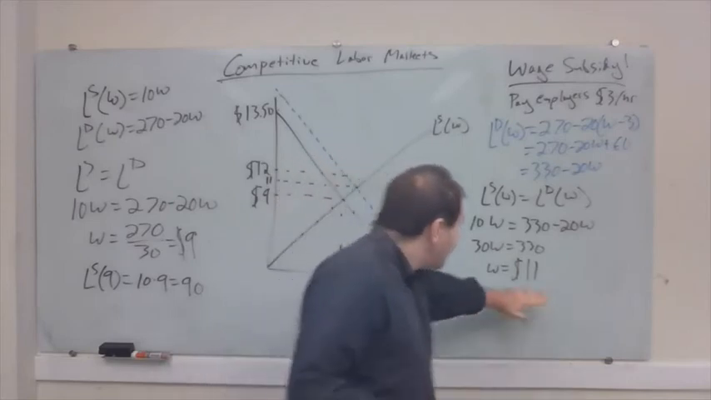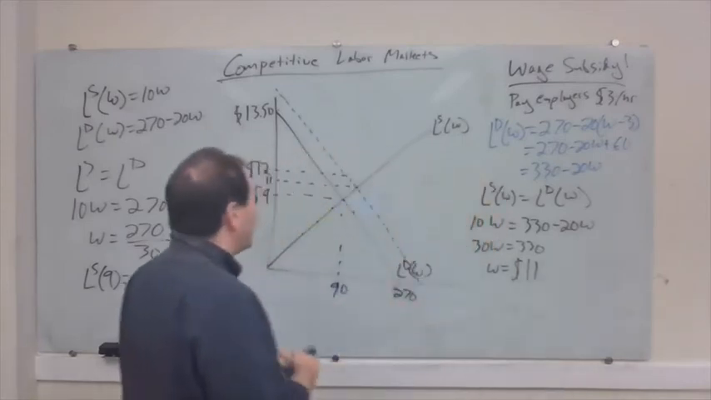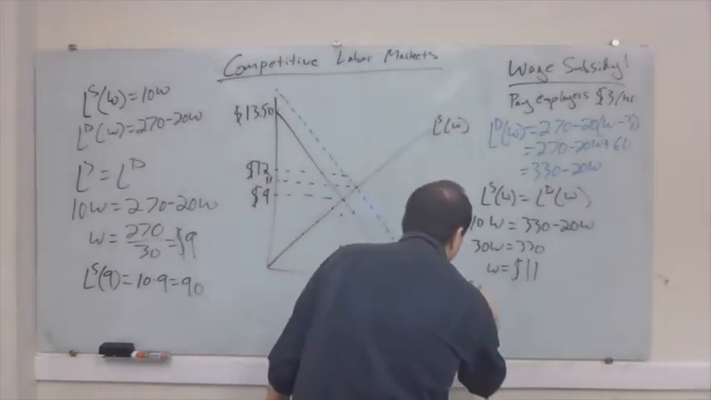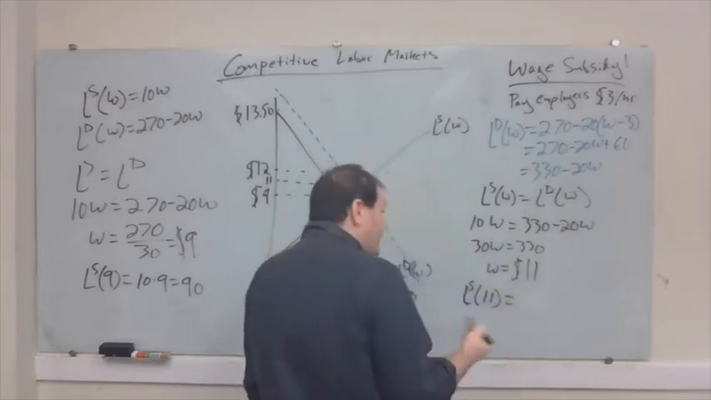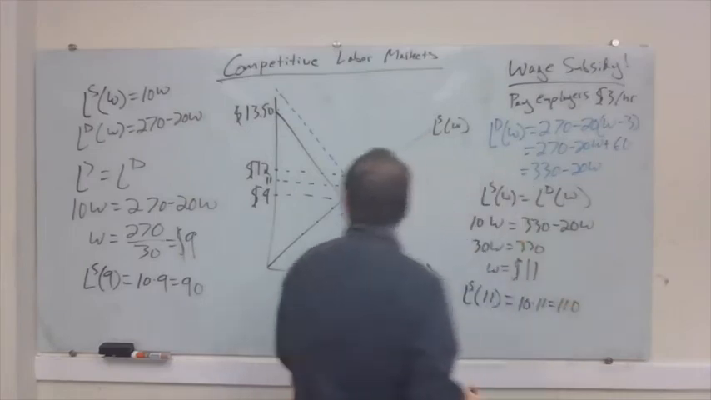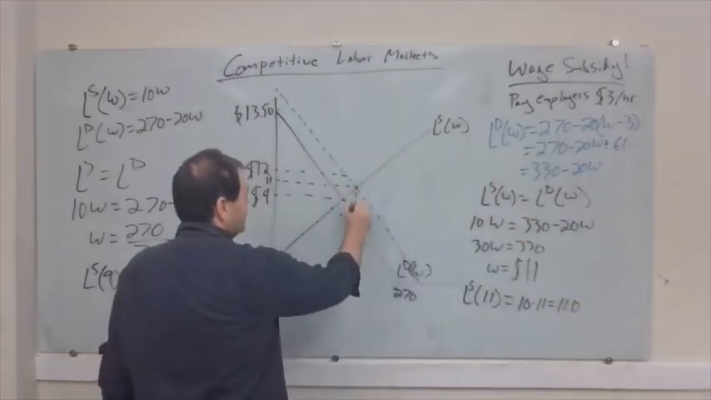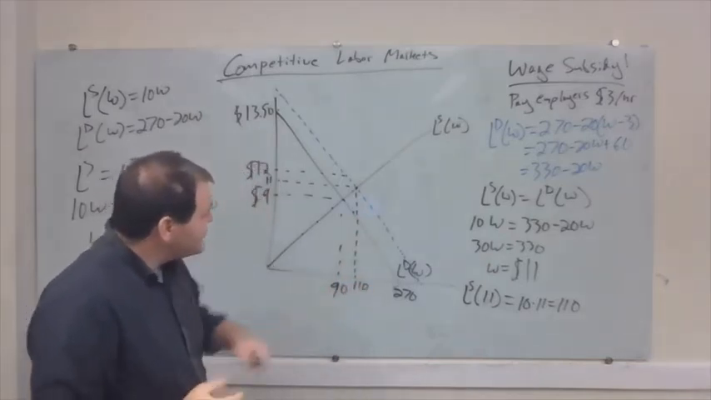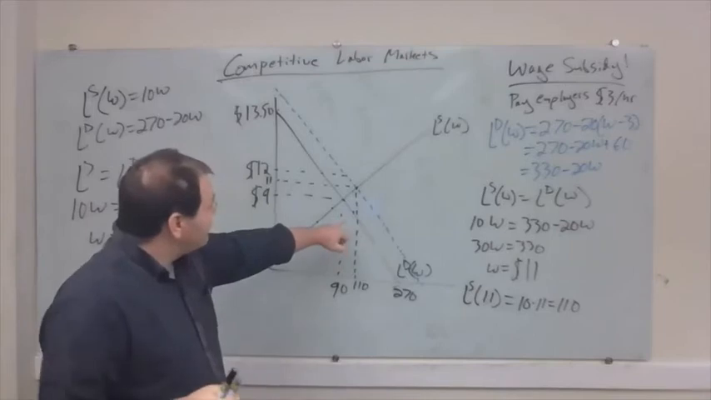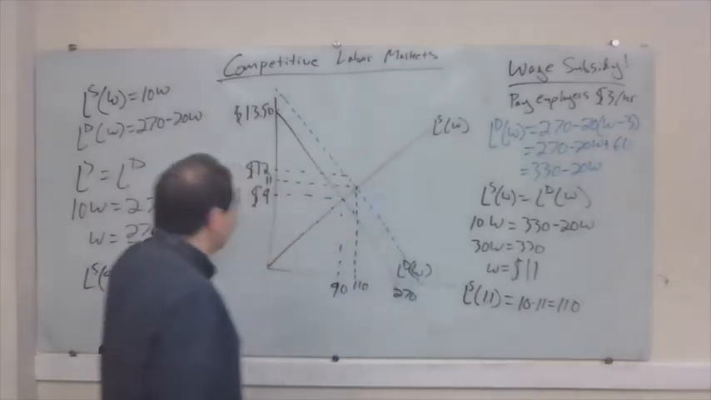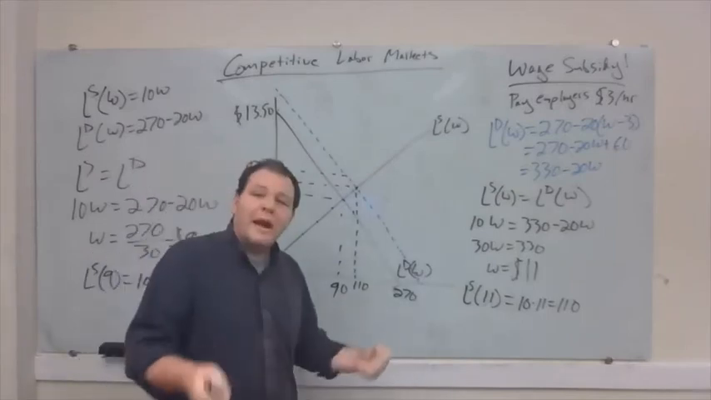Now, on top of that, we're also going to ask how much employment there is going to be in equilibrium. The answer is that at $11 an hour, we're going to have 10 times 11 equals 110 hours worked. So what this means is we've increased the level of employment via this subsidy. We've increased wages by $2 an hour. We've also induced 20 more hours of work.